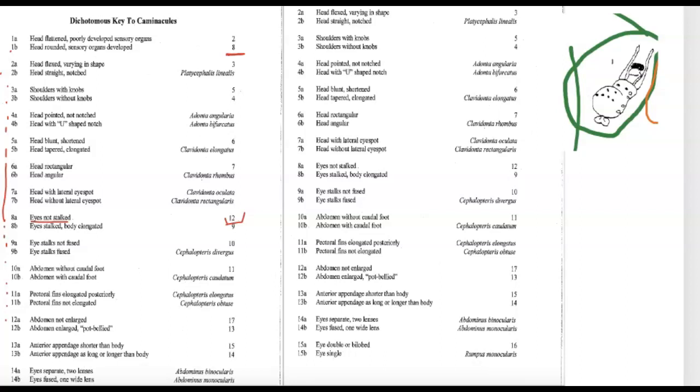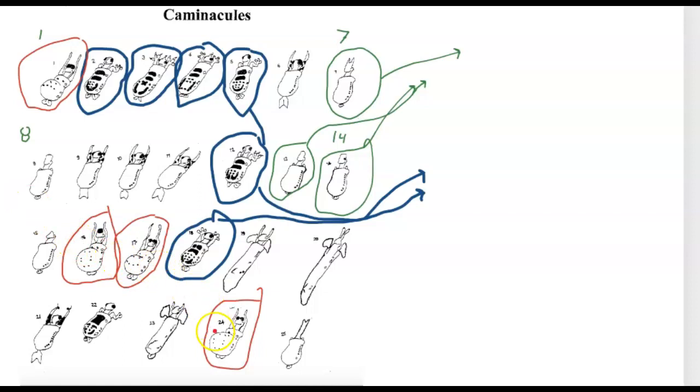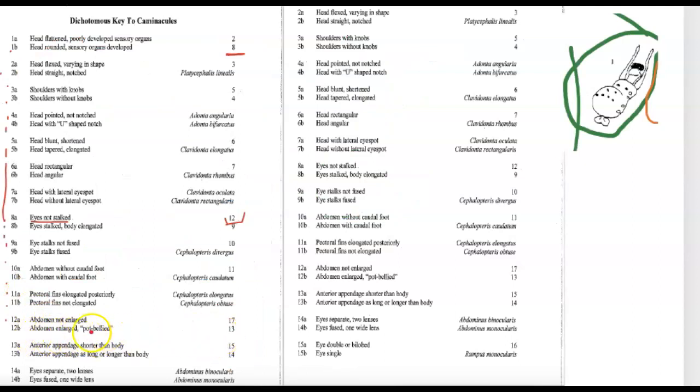Now we're down to step 12. Abdomen not enlarged, or abdomen enlarged, pot-bellied. These guys all look like they have a big old pot belly on them. So they all go right here, pot-bellied. They go to step 13. So far, we have not peeled off any of these Caminacules and said somebody's different than the others. They're all walking their way through the exact same steps here. Now, anterior appendage shorter than the body, or is the anterior appendage longer than the body? This is the anterior appendage, this thing right here. Grab a ruler, measure it out. What do you think? Longer? Shorter?